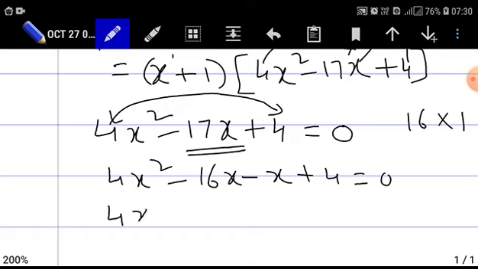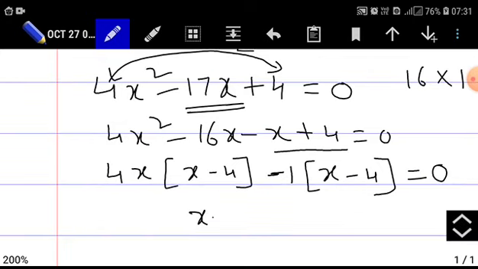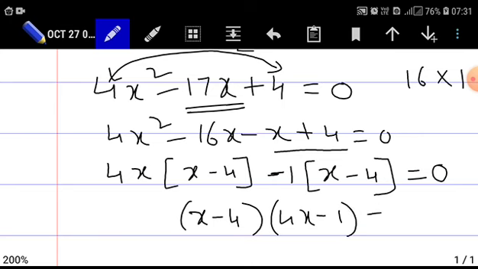So now we take 4x common from this. So we are left with x. From minus 16, if you take 4x common, we are left with minus 4. And from minus x plus 4, we take just minus 1 common. So when we take minus 1 out common from minus x, we are left with only x. From 4 we take minus of minus plus, so we get minus 4, equal to 0. You have done all this in earlier classes. That's for x minus 4 common. Then we have 4x minus 1 equal to 0.